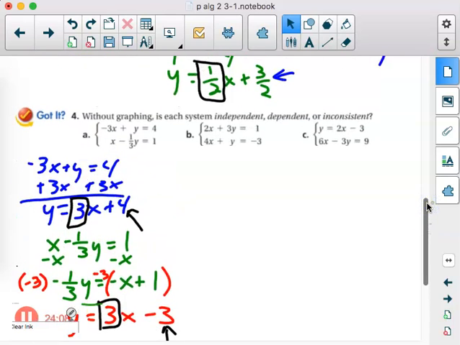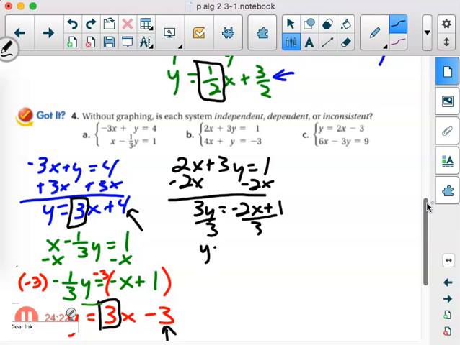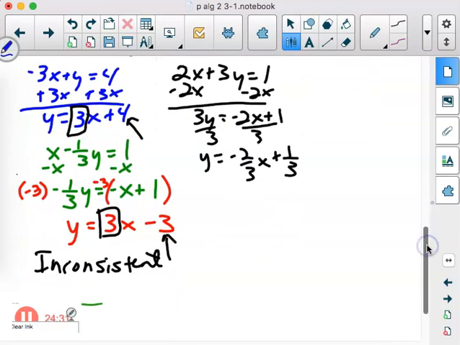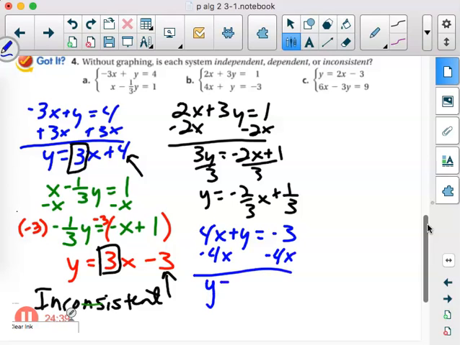All right, B. 2x plus 3y equals 1. We would subtract 2x from both sides. Divide both sides by 3. And we have y equals negative 2/3 x plus 1/3. The bottom one, we'll go a little faster. That one was 4x plus y equals negative 3. So we'll subtract 4x from both sides.